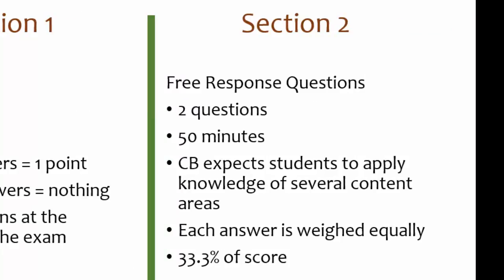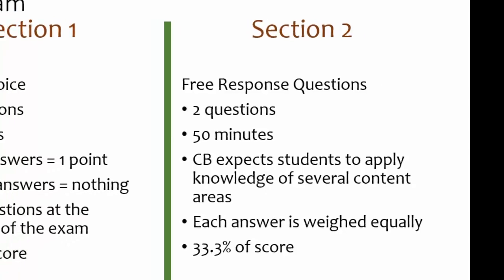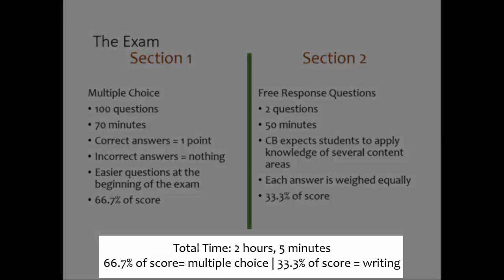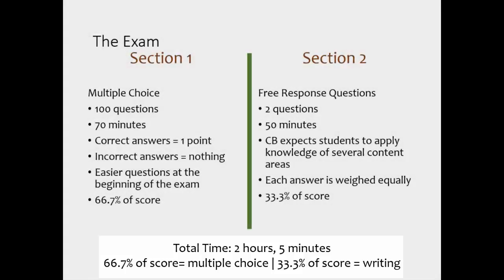In Section 2, students will be asked to respond to free response questions. There are 2 questions, and students are given 50 minutes to answer. College Board expects students to apply knowledge of several content areas, and each answer is weighed equally. Overall, these 2 questions are 33.3% of the score. The total time for the exam is 2 hours and 5 minutes. 2/3 of the score is based on multiple choice, and 1/3 of the score is based on writing.